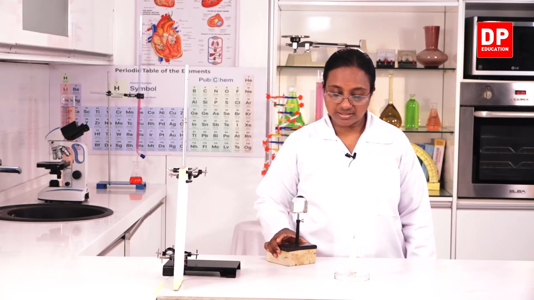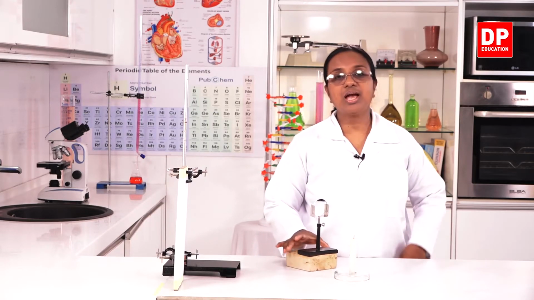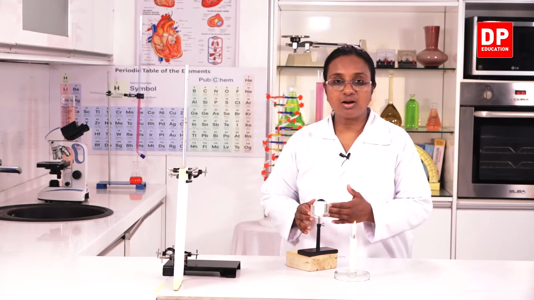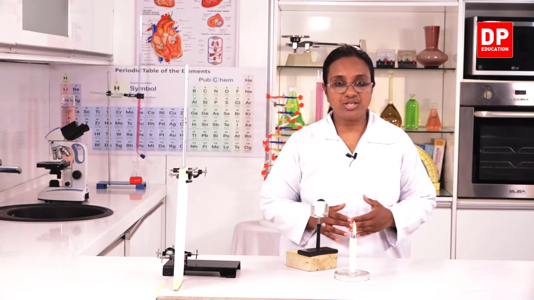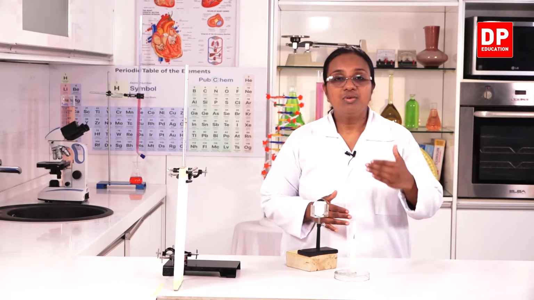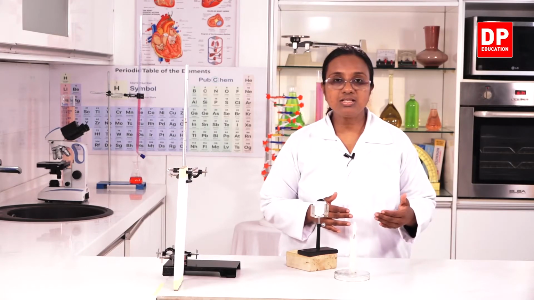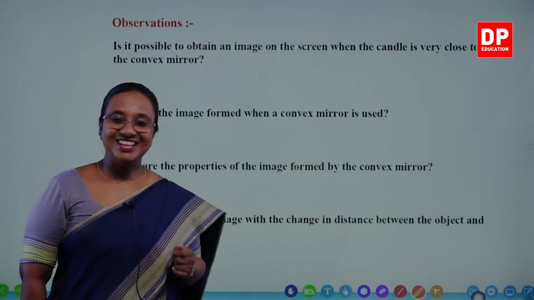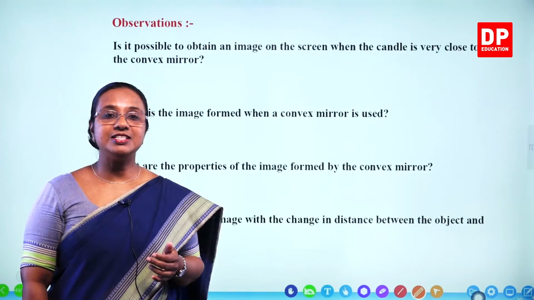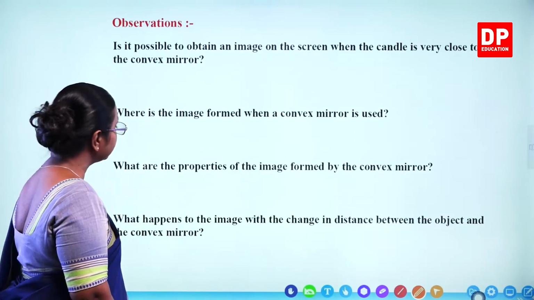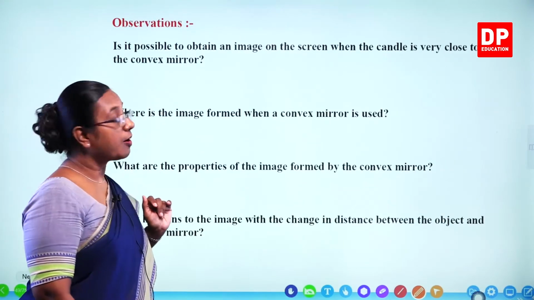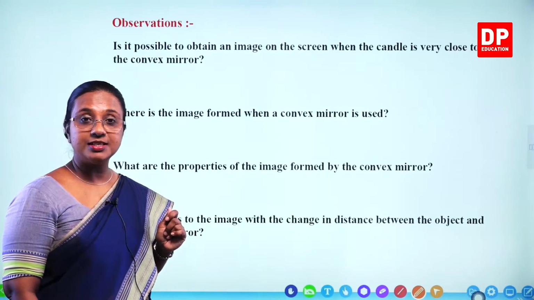So from this activity, now here you can observe that irrespective of the distance between the convex mirror and the object, that is the candle here, always you get a virtual image which is diminished and upright. Okay students, so now that you saw the observations of the activity, we will try to answer these questions that are given in your book. So these are from the observations you have to answer the questions.